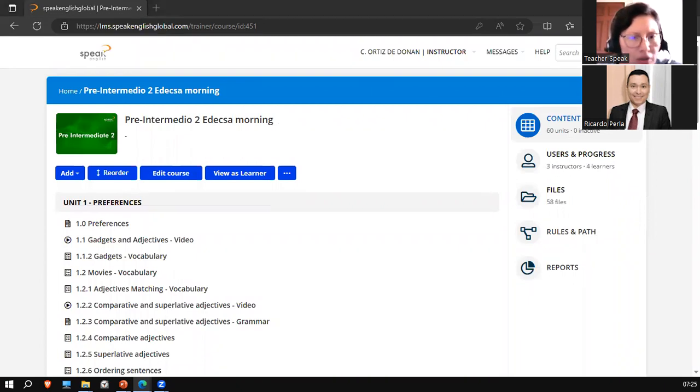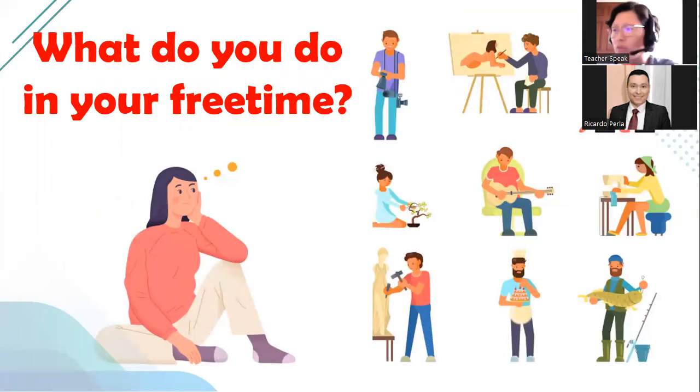And here, preferences. So there is what you have in the platform; generally, it's for you to practice. In my case, I'm going to be explaining the topics, so you can complete the exercises that you have in the platform. So we're going to talk first about preferences. So I would like to know, Ricardo, what do you do in your free time? What are those different activities that make you feel good whenever you do them?